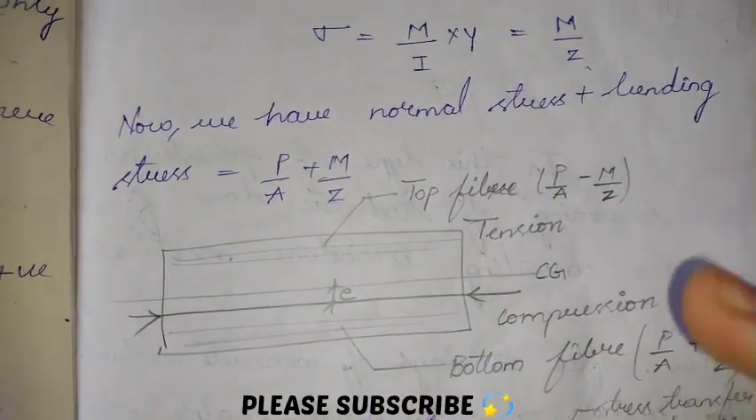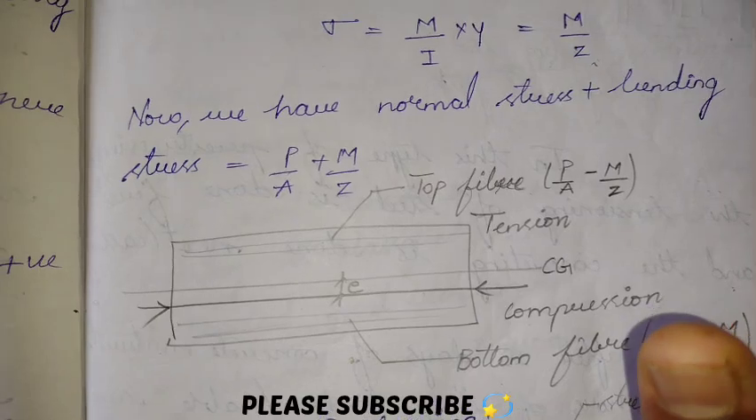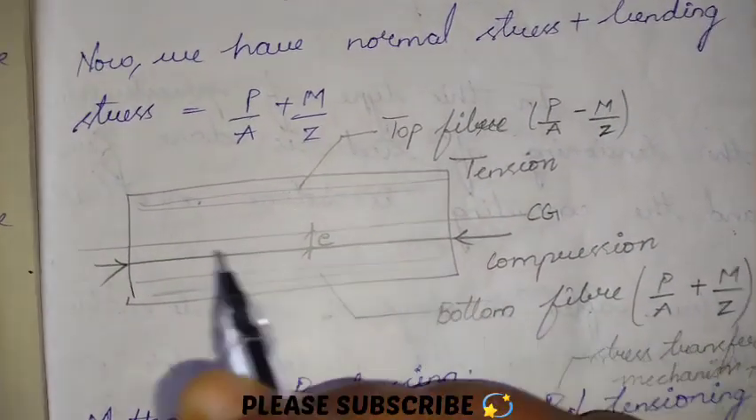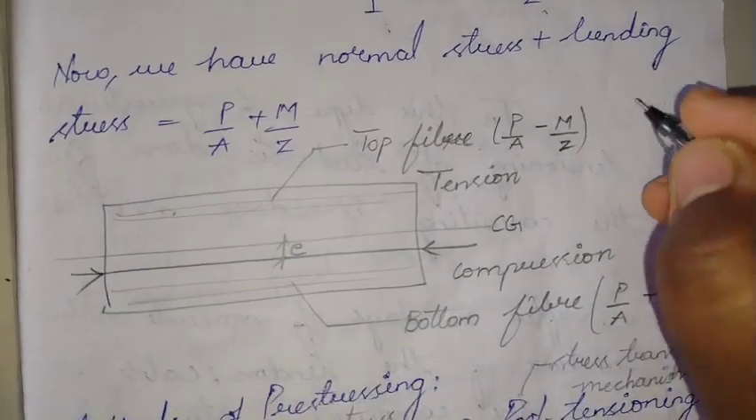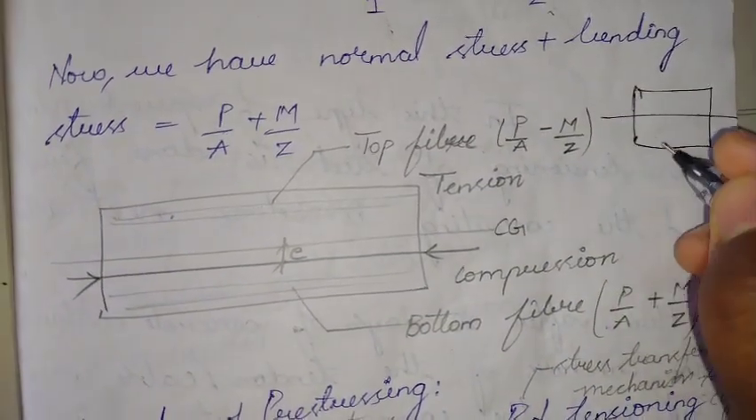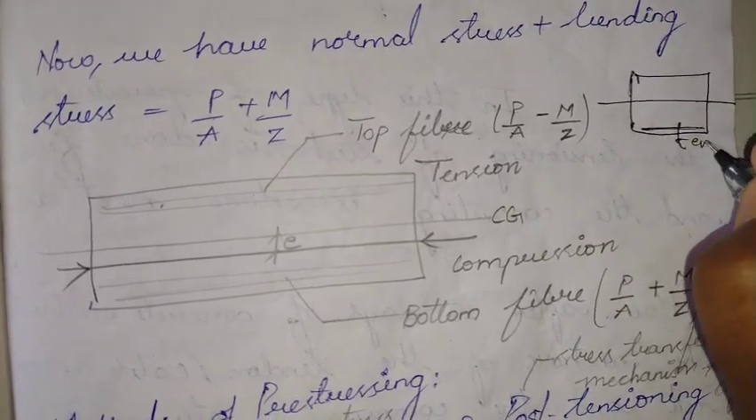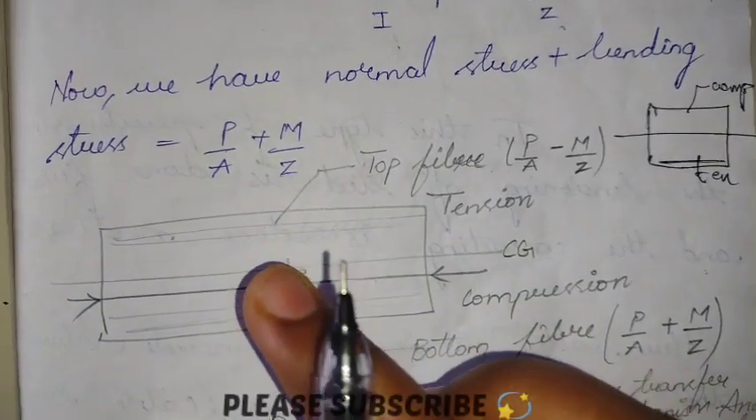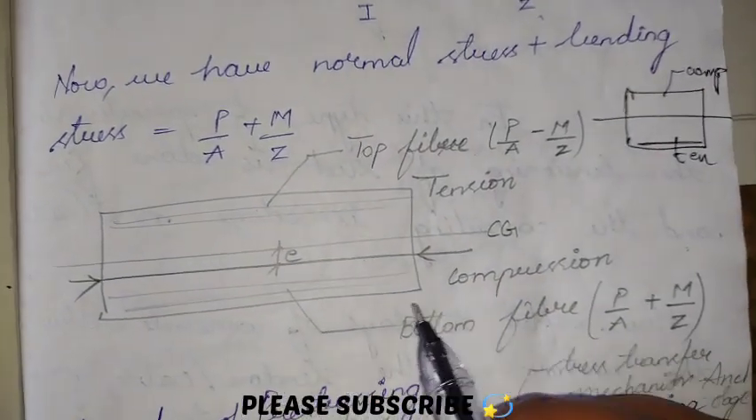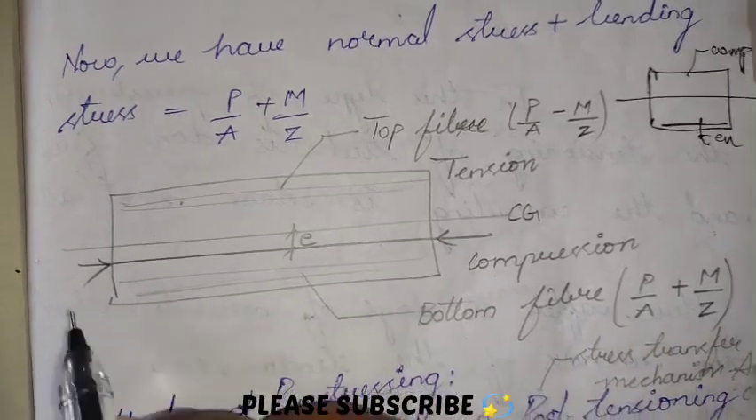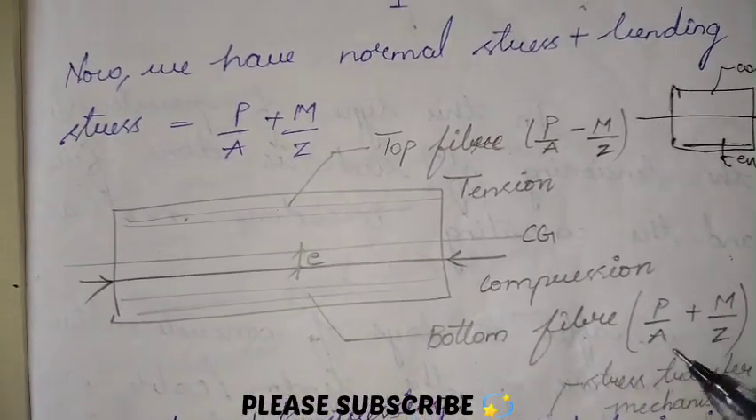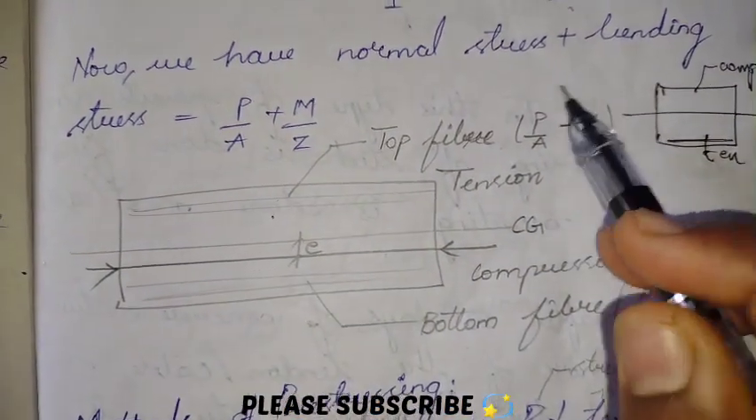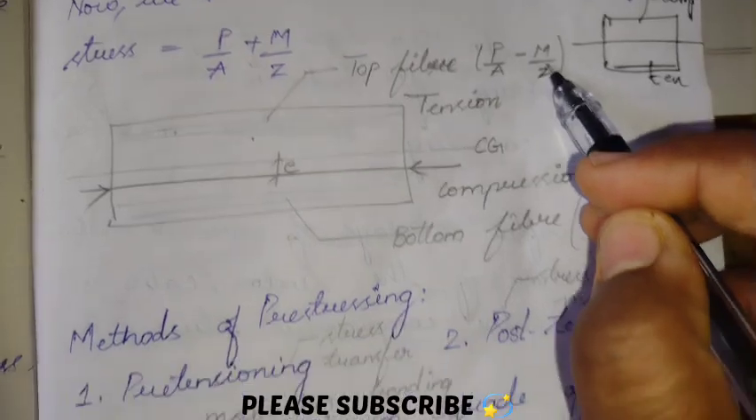Now we have the normal stress plus bending stress is equal to P by A plus M by Z. I told you whenever we are talking about compression, it is positive, but whenever we are talking about tension, it is negative in sign convention. In general RCC members, we have tension at the bottom and compression at the top. But in prestressed concrete members, it is vice versa. So here we have compression at the bottom fiber, where the stress is P by A plus M by Z. In the top fiber it is negative sign, as the bending is in the negative direction.